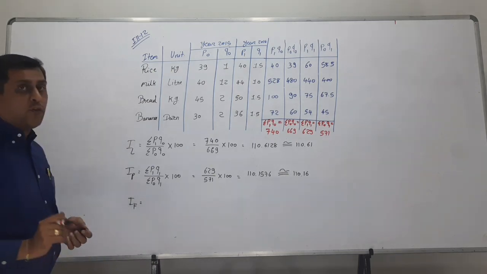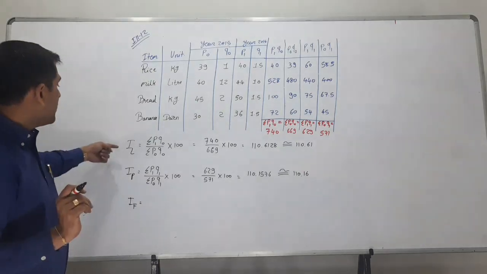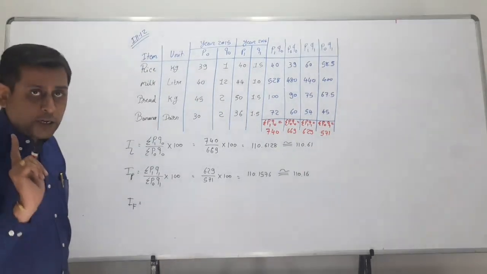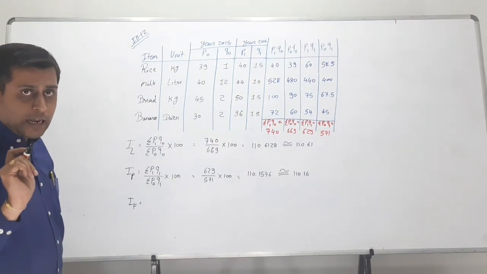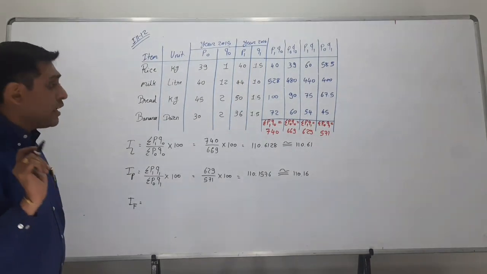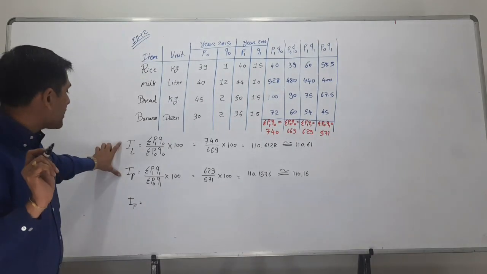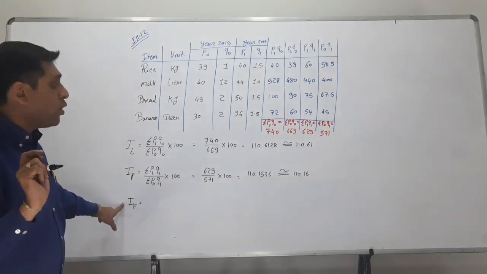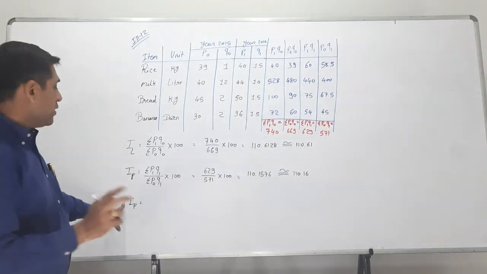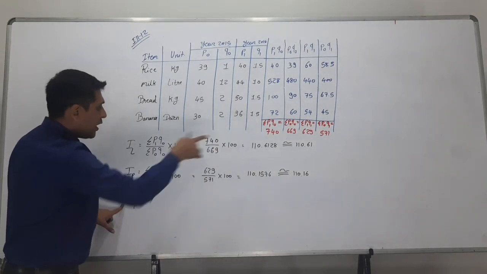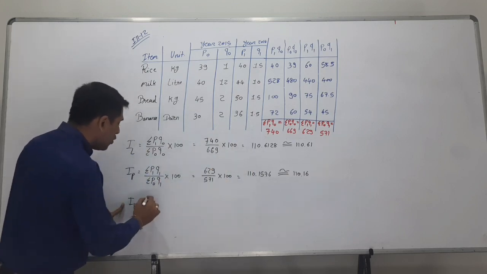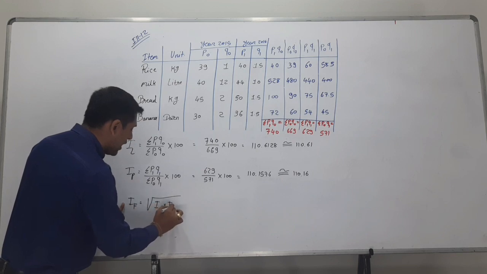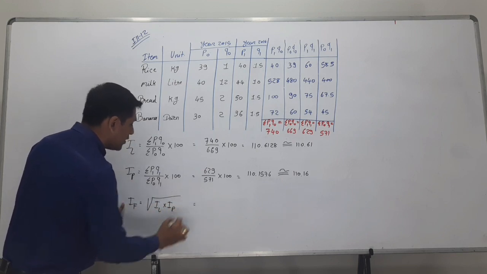What is the formula for Fisher's index number? When they ask for Laspeyres and Fisher, we have to use the first formula, that is square root of IL into IP. Or if they don't ask IL and IP and directly ask you to find IF, then you have to use the second one. Okay, so here IL is there, IP is also here, so we just write this IL into IP in the square root.